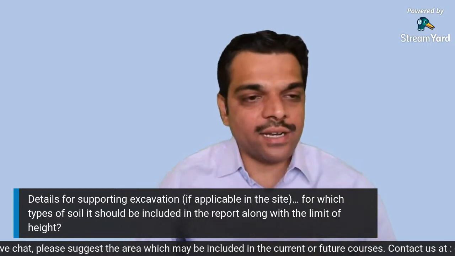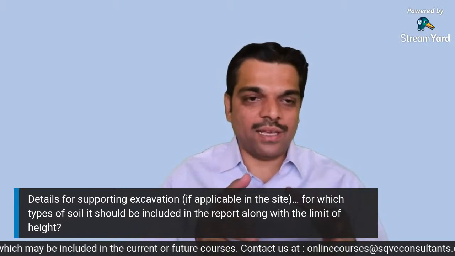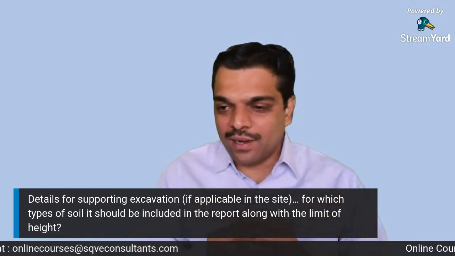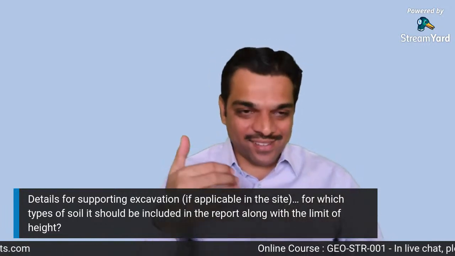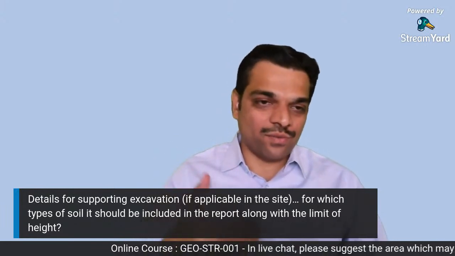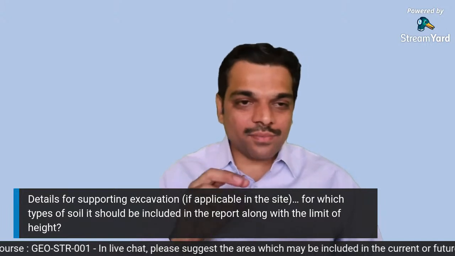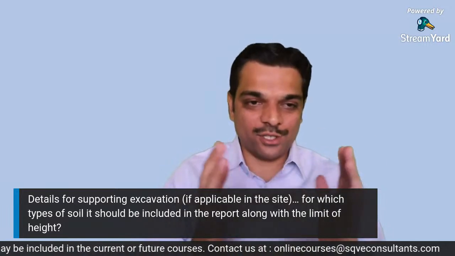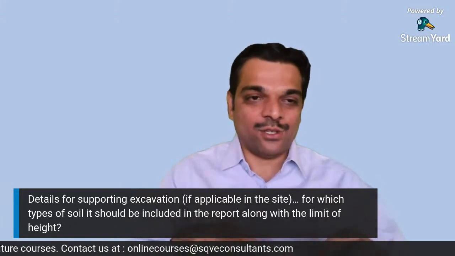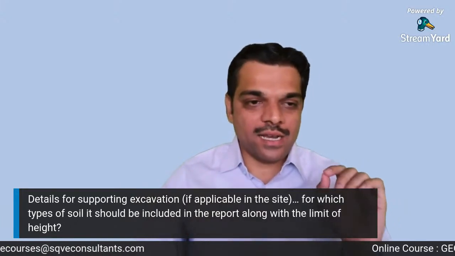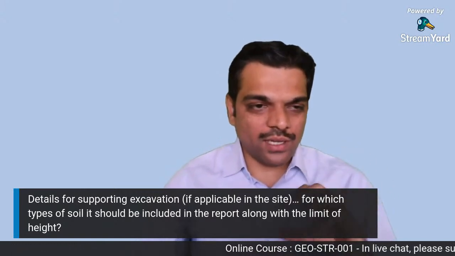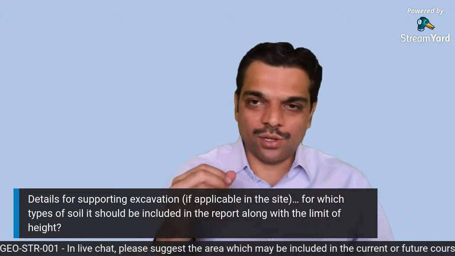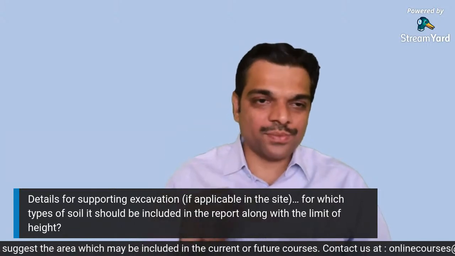Yeah, this is an interesting question: details for supporting the excavation, if applicable in the site, for which type of soil it should be included in the report along with the limit of height. So what is the question? Let's say we are excavating on the site for placing the foundation, and now, should I go for supporting the soil? That means, is any temporary support required so that the soil doesn't cave in during execution? So it's a very interesting and very detailed question. We'll give a brief overview about this, but it will be covered in much more detail in deep excavation. And for deep excavation, we are planning a separate detailed course. Okay.